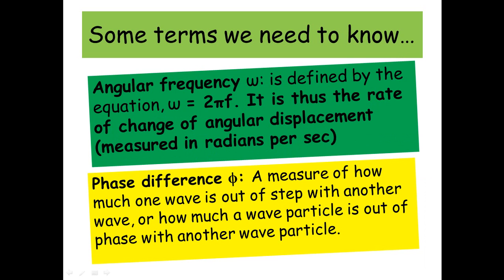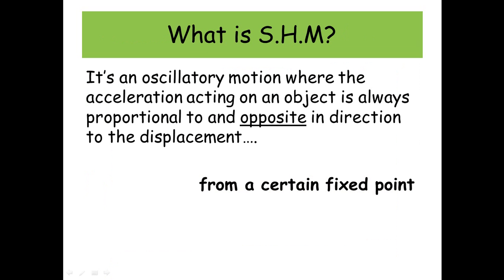Phase difference is a measure of how much one wave is out of step with another wave, or how much a wave particle is out of phase with another wave particle. Okay, so what is simple harmonic motion? It's an oscillatory motion, like a wave, where the acceleration acting on an object is always proportional to and opposite in direction to the displacement from a certain fixed point.